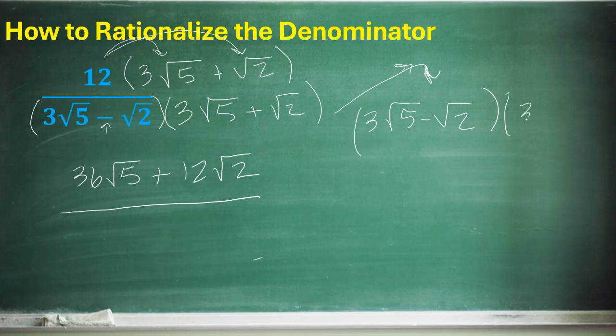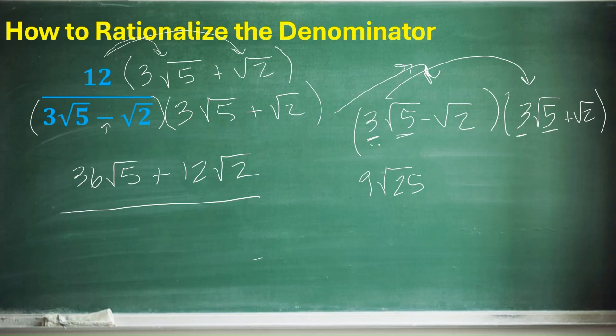And then we'll put it in the fraction. So here we go. We have 3 root 5 times 3 root 5. Remember, when you multiply this, the 3's get multiplied together. So that's 9. And then the roots get multiplied together. So root 5 times root 5 is root 25.